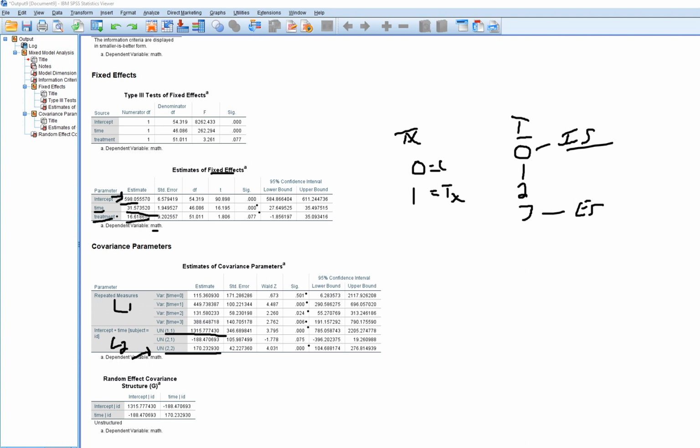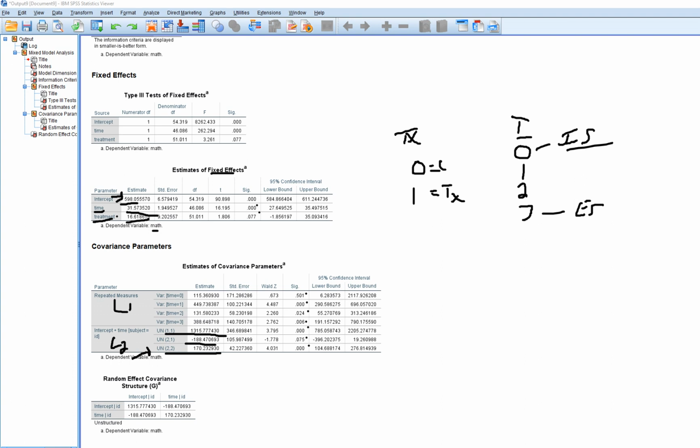And then what we have right here is the covariance between the intercepts and slopes, and so you can see that it's negative, which would basically indicate that students who started out initially with a higher math score exhibited lower levels of change over time. We do see that this is not significant at the conventional 0.05 level.